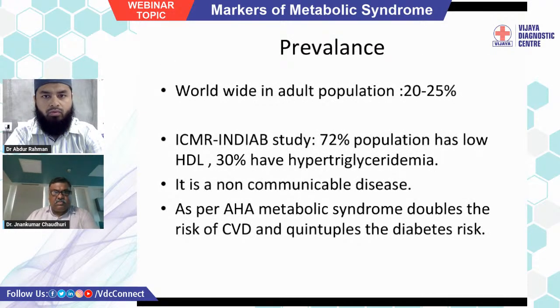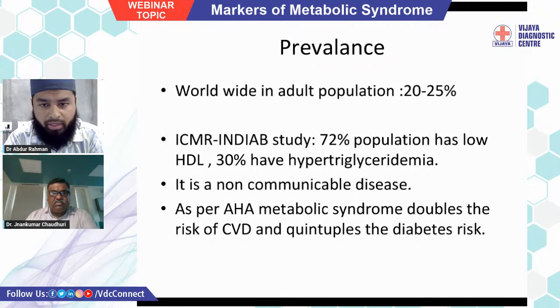Okay. So we are discussing the prevalence. The worldwide prevalence is around 20 to 25%. In India, a study done by ICMR found that 72% of the population has low HDL and 30% have high triglycerides. So that means we are at quite a risk of having this metabolic syndrome.